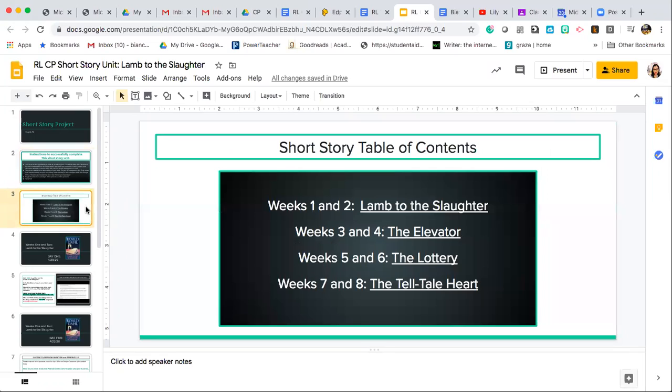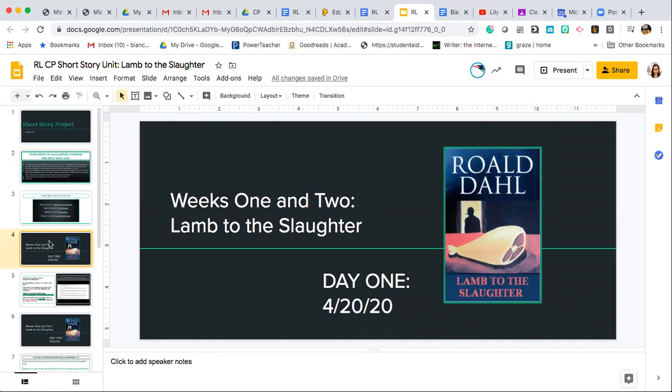Our short story table of contents will look a little bit like this. Seeing as we're at week 1, our first short story is entitled Lamb to the Slaughter by Roald Dahl. And we'll be working on the short story this week and next week. And again, it's called Lamb to the Slaughter by Roald Dahl. Here is your day 1, aka today, assignment.